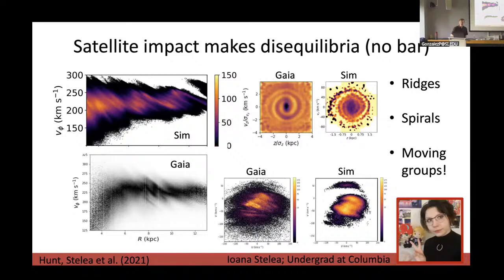I'm not saying that the solar neighborhood moving groups were created by a Sagittarius-like dwarf. However, people commonly use these features, so Hercules and the hat up here, to measure the bar pattern speed. You can make these even if there is no bar whatsoever. So these measurements are difficult. This was done by my undergrad, Jonas Deleo from Columbia, who's now in Madison, Wisconsin.